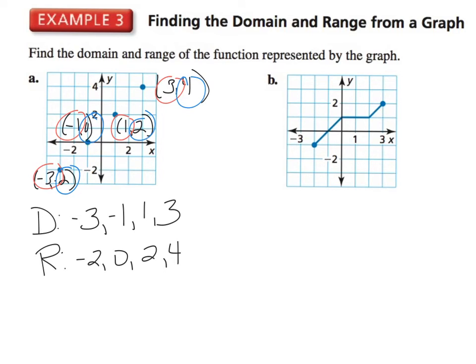Now, the domain and range of the next one is a little trickier. Since we do not have points, it's anything here, anything on this line. So let's look. Your domain is going to be the set of all numbers, which are x.